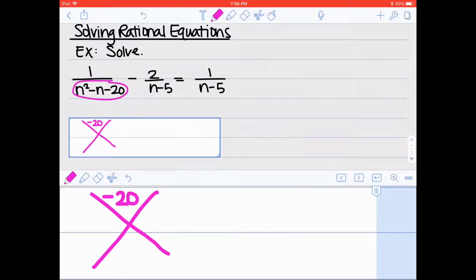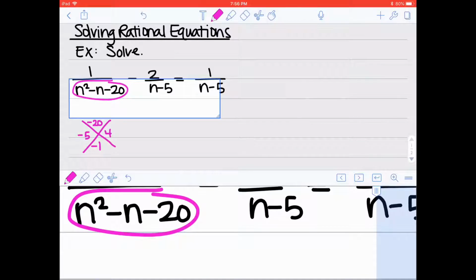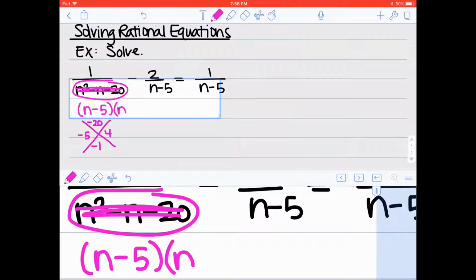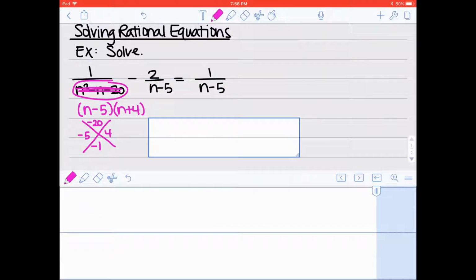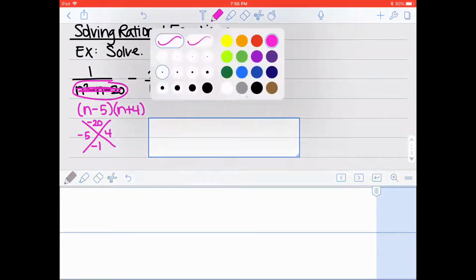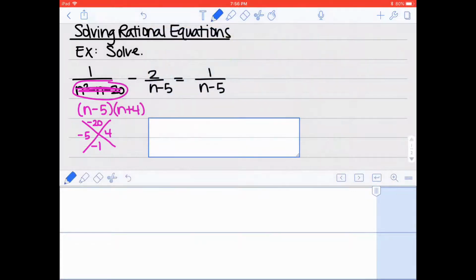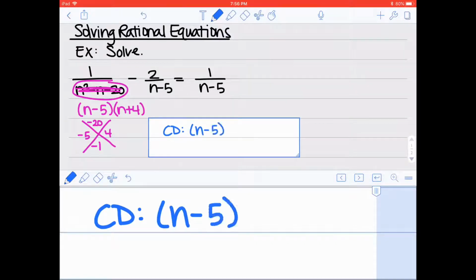So we're going to figure out what that should be if you factor it. We're finding two numbers that multiply to negative 20 but add to negative 1, and that would be negative 5 and 4. So that denominator is actually n minus 5 times n plus 4. And that means now I do know what my common denominator is. My common denominator is n minus 5, because all three of the fractions had that, but also n plus 4.